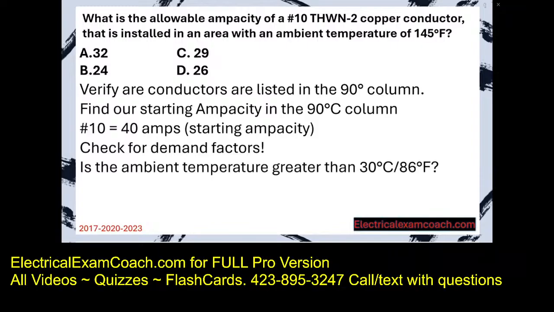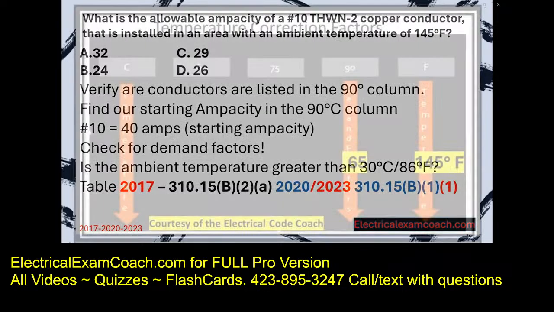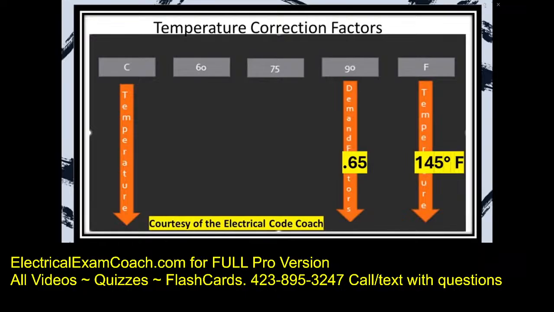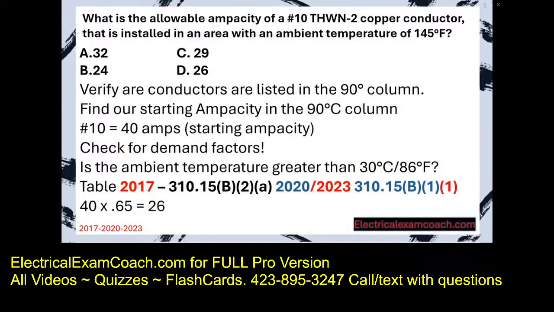Is the ambient temperature greater than 86 degrees Fahrenheit? It sure is. We're going to head to our table and find our correction factor. We're going to start on the right-hand side because it's Fahrenheit. We come down and find our range of temperature, which is 145, and we slide over and find our correction factor is 0.65. Now we go back and we take our starting ampacity multiplied by 0.65, and that gives us a new allowable ampacity of 26 amps, and we select D.